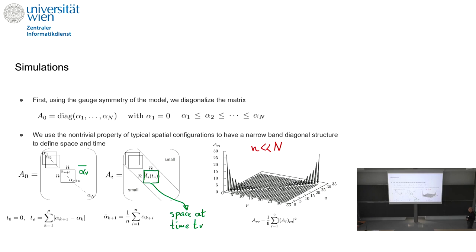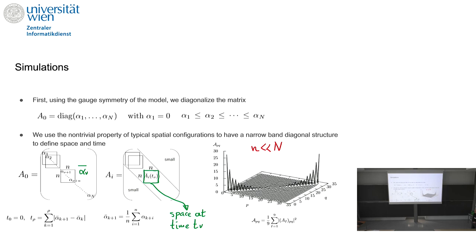And a non-trivial property of the system in the phase that we'll be discussing later is that it has this strong narrow band diagonal structure, where the elements of the matrix that are close to the diagonal are much larger than the ones that are far away. And the typical length of the band is characterized by a small integer n here. And what we consider here, n is picked so all those matrix elements are considered to be small. And this n by n matrix will correspond to the coordinates of space.